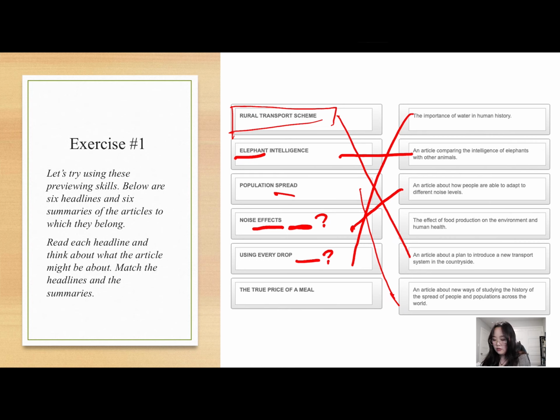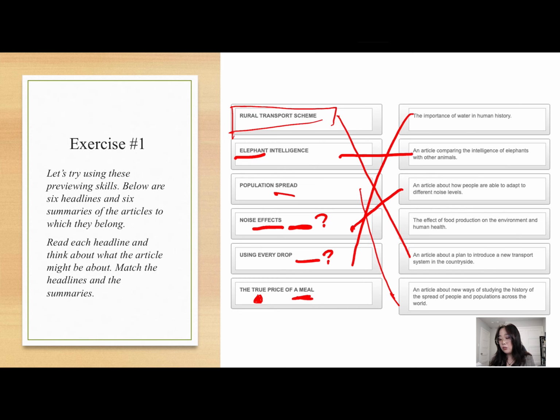Okay, last one. The true price of a meal. A meal is food. We possibly know what's the price of food. That's how much we pay in a grocery store or in a restaurant. But what's the true price of a meal? The true price of a meal sounds like it's telling me something the author thinks I don't know.